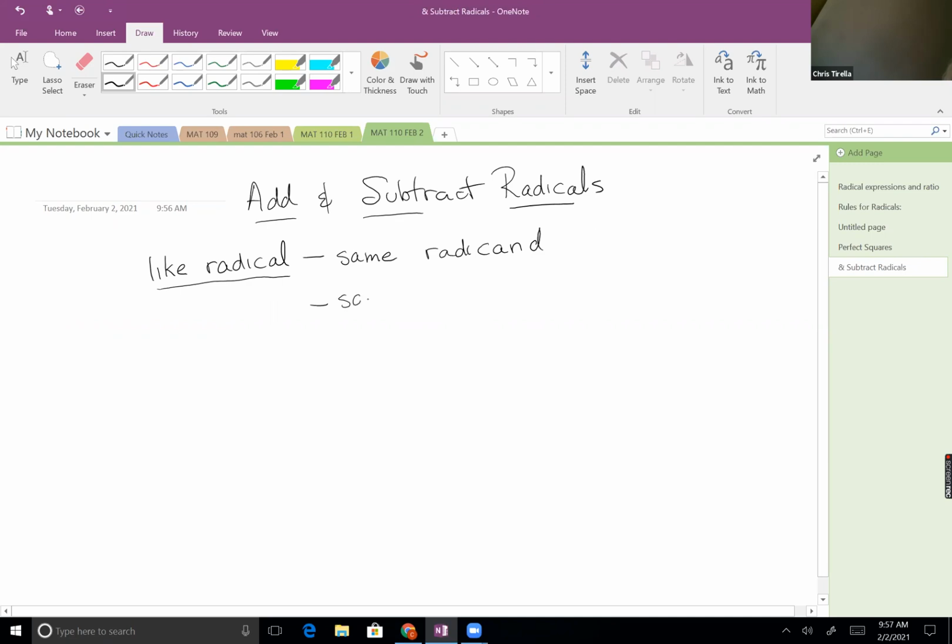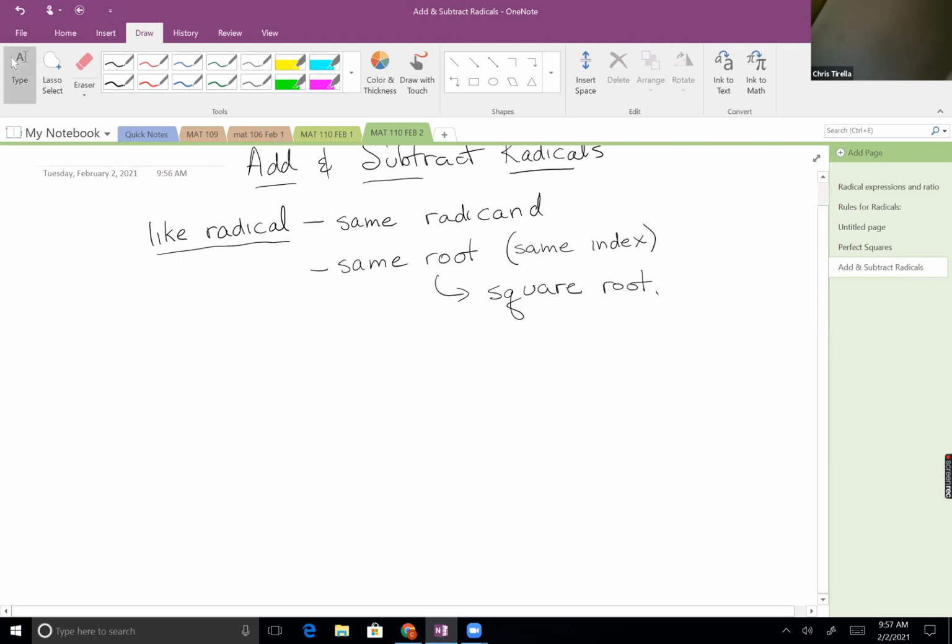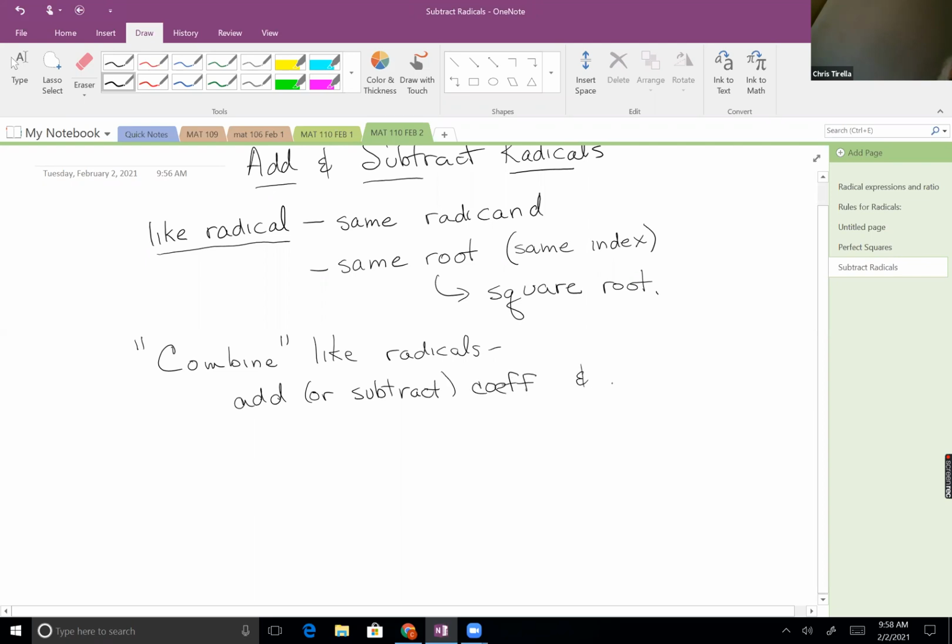And we have to be taking the same root, which will eventually mean that they have the same index. But right now, we're just looking at square roots. In a few minutes, we'll look at other roots. So if one's a square root, the other has to be a square root, as opposed to if one is a cube root, the other would have to be a cube root, and so on. And when I add or subtract like radicals, it's kind of like combining like terms. So I combine like radicals. I add or subtract, depending on the operation given, the coefficients, and I keep the radical part the same.